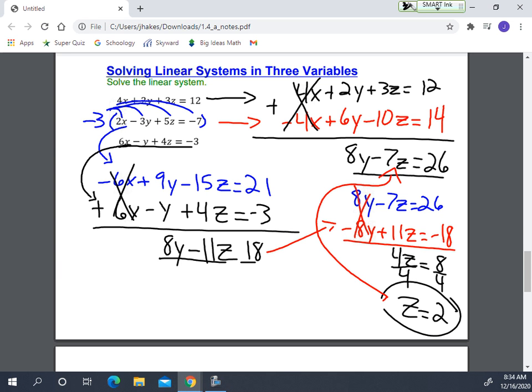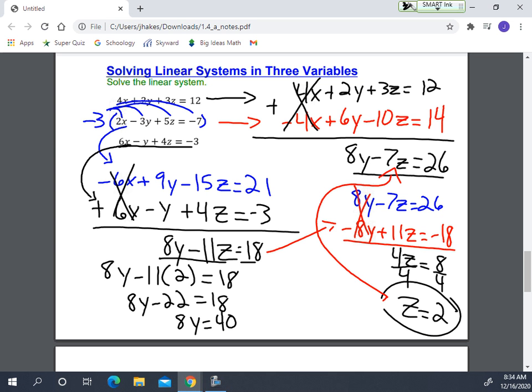So we'll get 8y minus 11 times 2 equals 18. Okay, we'll get 8y minus 22 is equal to 18. Add 22, we get 8y is equal to 40. And then y is equal to 5. Okay, almost there. We need x. There's a lot of steps here. One more. We need to find x.